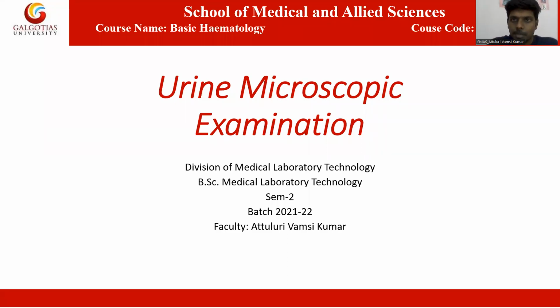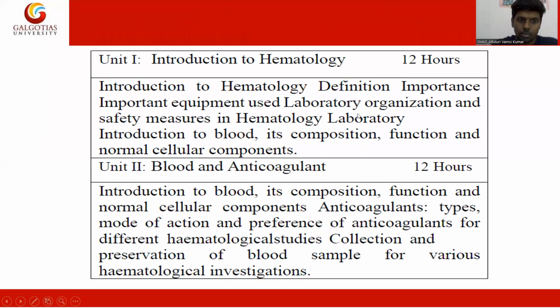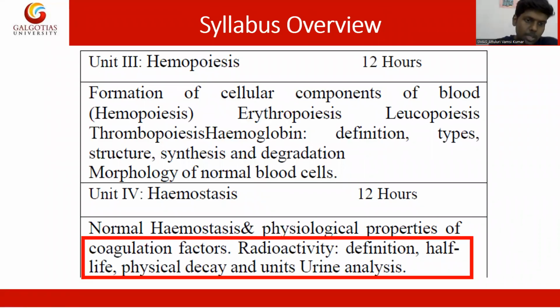Okay, so the subject is basic hematology and the subject code is BMLS 2002, and in this topic we will discuss urine microscopic examination. So if you see the syllabus, the fourth unit consists of normal hemostasis, physical properties of coagulation factors, radioactivity, definition, half-life, physical decay, and urine analysis.